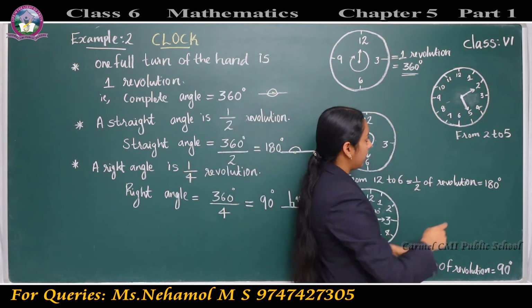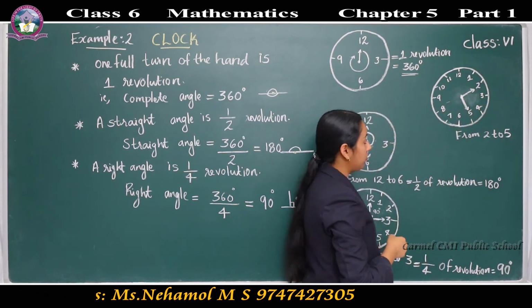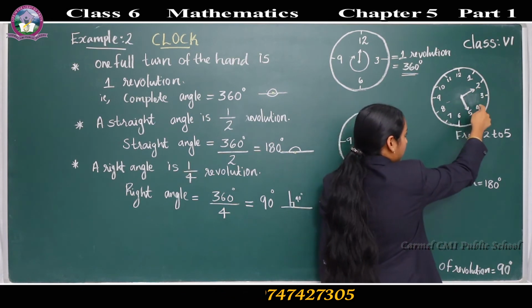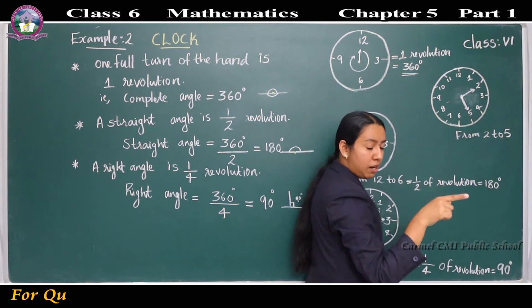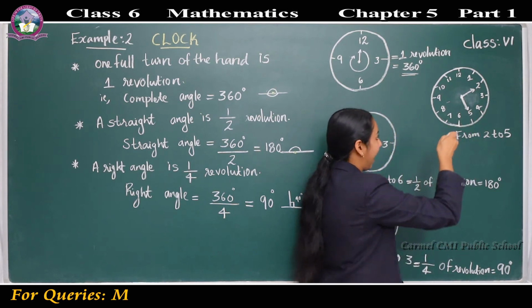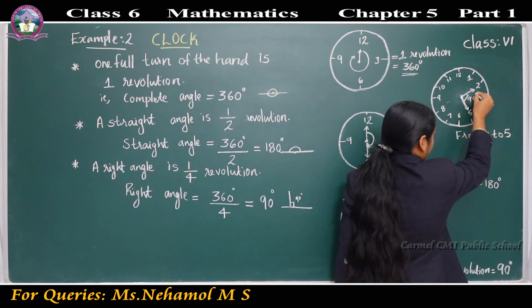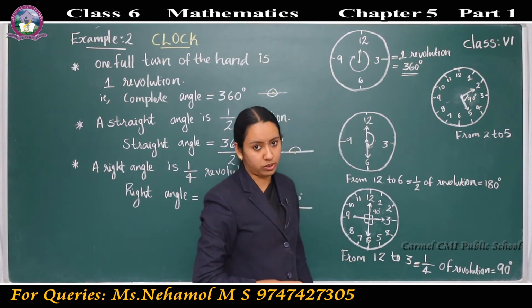Now if I say the hour hand of the clock moves from 2 to 5, what is the angle formed? Here also, from 2 to 3, 1 hour, 3 to 4, 1 hour, 4 to 5, 1 hour. So in total there are 3 hours. So the angle formed will be a right angle, 90 degrees. This way also right angles are formed in a clock.